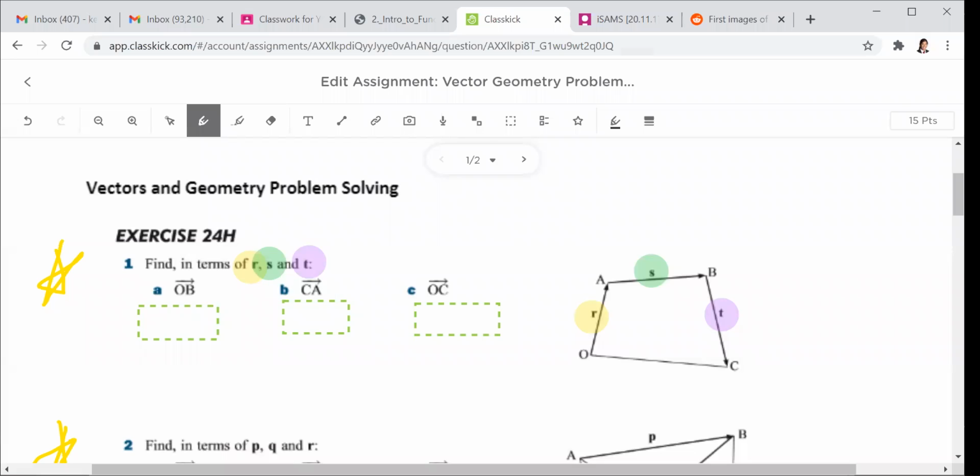That's what we're meant to do. Let's just shove it in there. So OB would look like this with a little arrowhead at B. Okay? That's the first step. Just draw the vector that's missing.